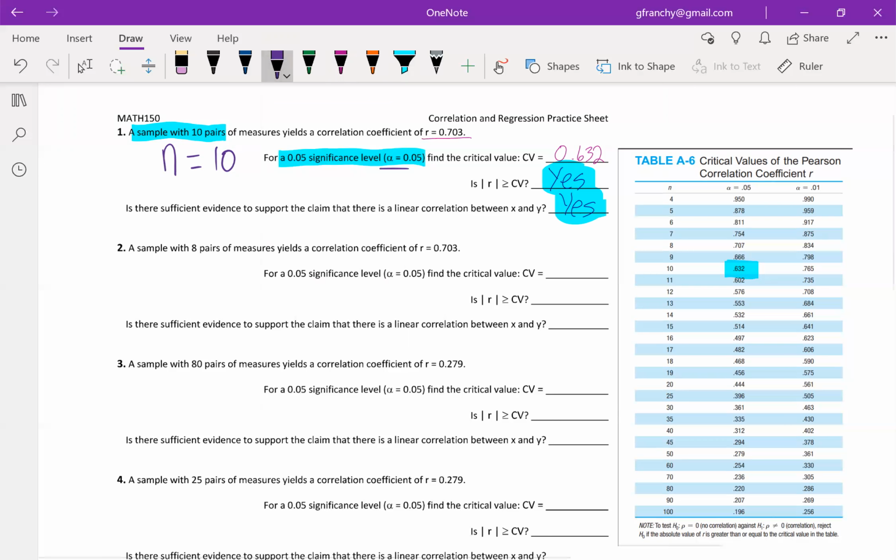So in the next case, we have a sample with 8 pairs. That's N equals 8. And still a 0.05 level of significance. So there is our critical value. Our R here is 0.703, and 0.703 is not greater than 0.707, so we do not have sufficient evidence to support the claim of linear correlation between X and Y.